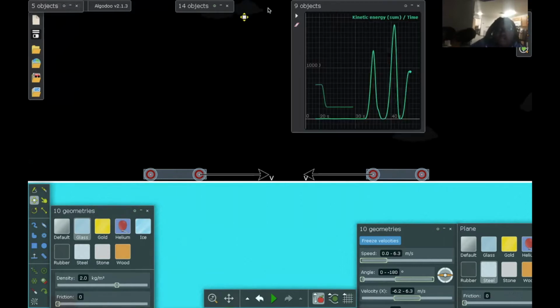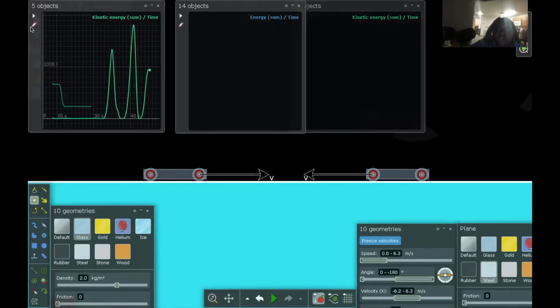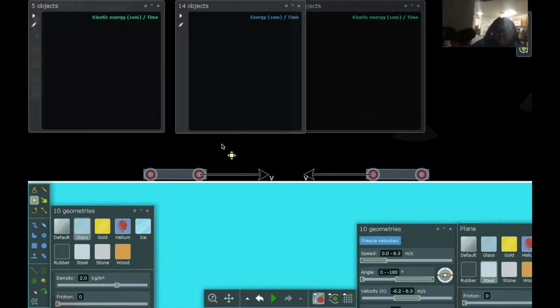Above the carts, we have 3 plots. The one in the center models the total energy of the system. The one on the left models the kinetic energy of the cart on the left, which we will call cart A. And the one on the right models the kinetic energy of the cart on the right, which we'll call cart B.